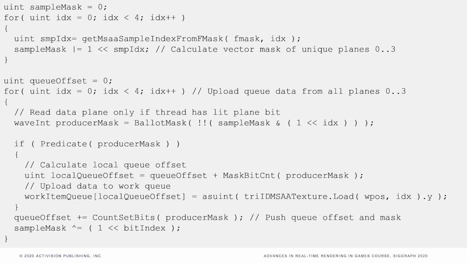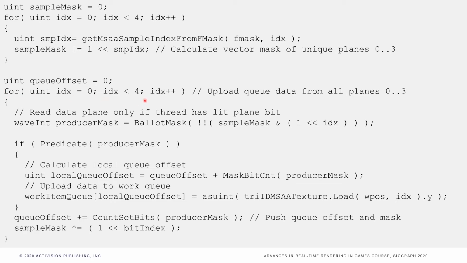Proposed compute shader improvements involve generating a working queue of samples in LDS by grabbing and compacting all active samples from fmask. So what we do first, we iterate for all the planes, and we get our MSAA sample index from fmask, and we concatenate that into a binary sample mask. Then we want to create a queue where we're going to be uploading individual samples from each of the planes.